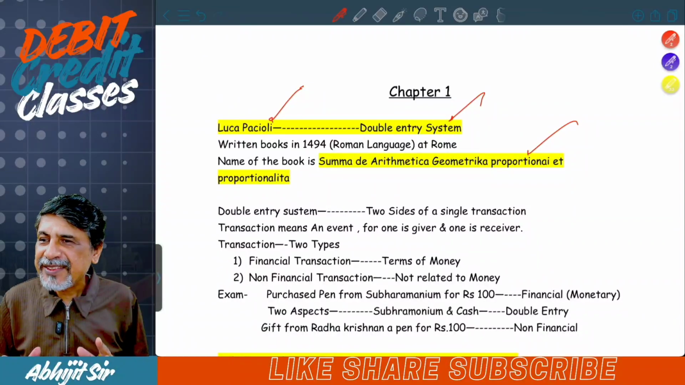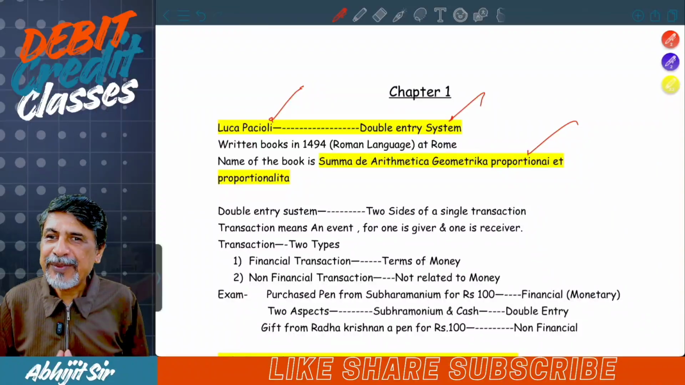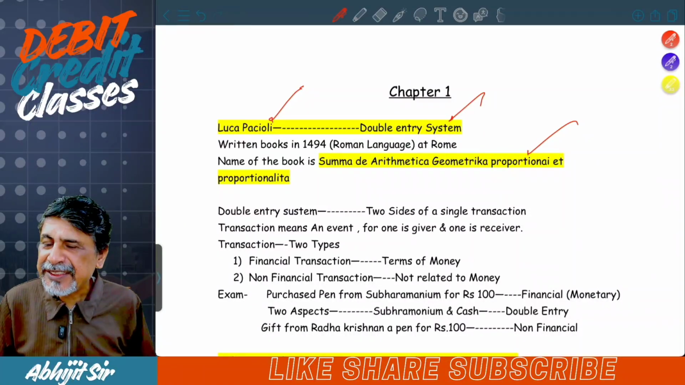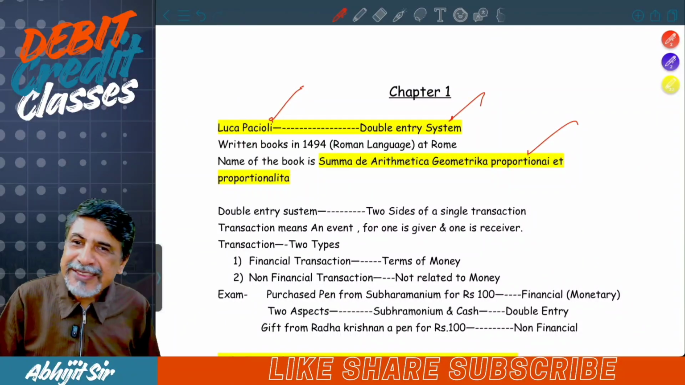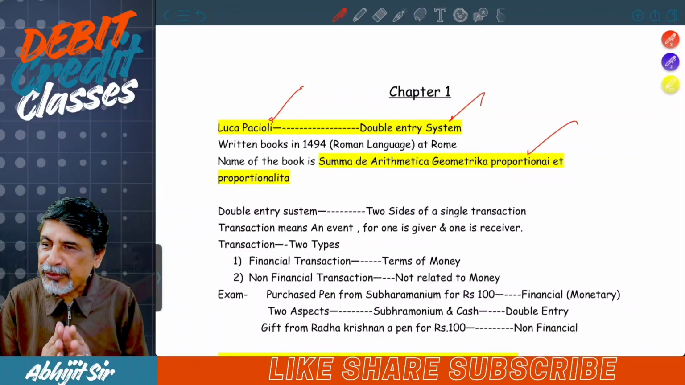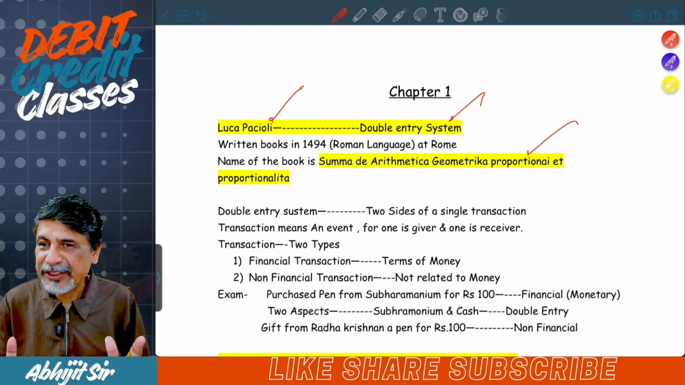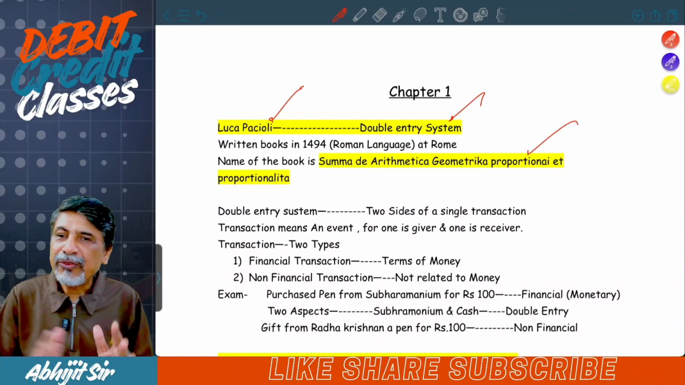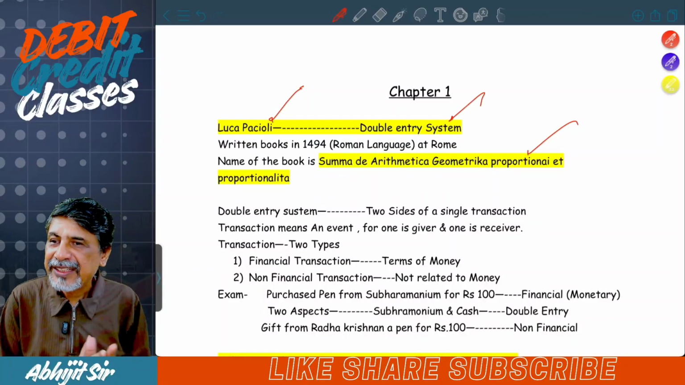Double entry system means a transaction has two sides of a single transaction. Transactions, what is a transaction? A transaction means an event in which one is giver and one is receiver. There are two sides of a transaction. One side is giver and one side is receiver.